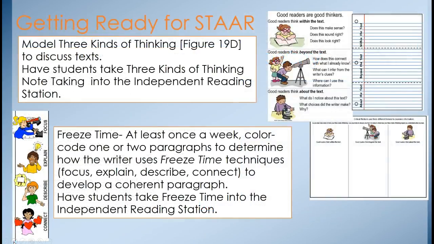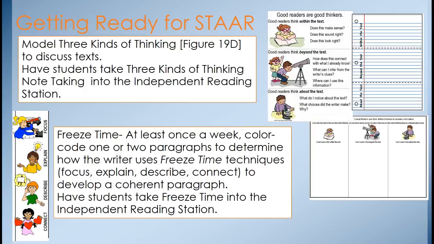So let's think about STAR, because it's coming. I know you've done a great job getting there. One of the things to think about when we're getting them ready for STAR is to model the three kinds of thinking, and maybe the note taking and independent reading. What do you see within the text? What did the author tell you about the story? What are some things beyond the text, and what about the text? Because if you look at STAR, you can break down each question into these three types of thinking.